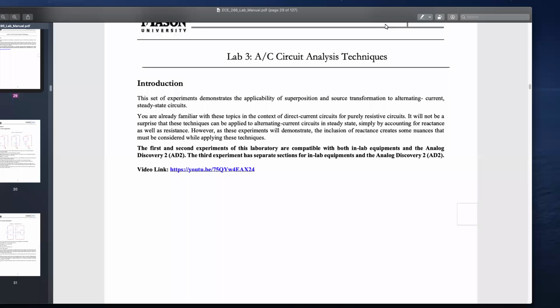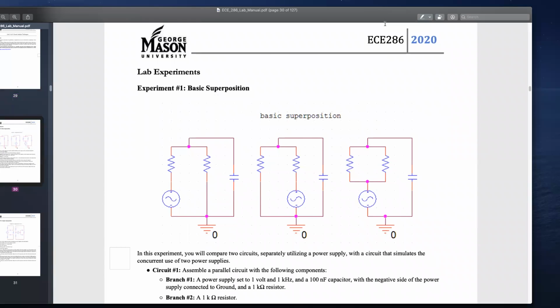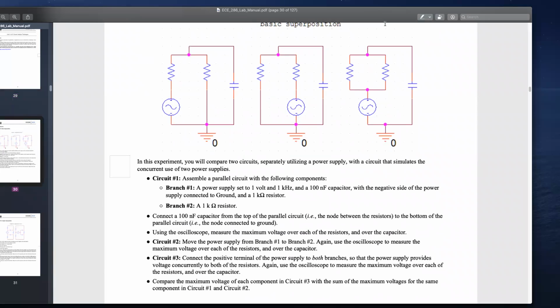Hi, I'll go over lab 3 of ECE 286, which is AC circuit analysis techniques. Part 1, or experiment 1, goes over superposition. You have to measure the voltage drop across all the elements in the 3 circuits depicted right here. For my resistors, I swapped them out for 3K, so the results that I will be showing will be different from what you will be getting.